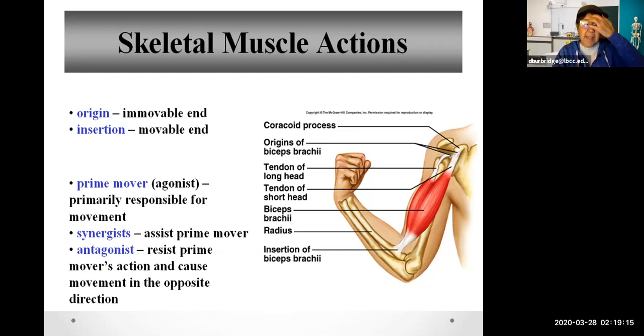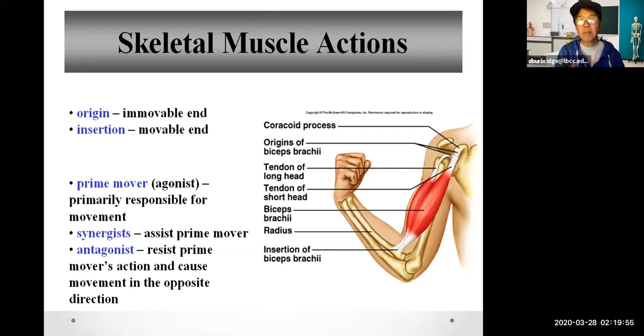And so the antagonistic muscle is resisting the prime mover's action. It's causing motion in the opposite direction. It is relaxing when the biceps brachii is contracting. All right, so for every action, you've got these pairs of muscles. You've got the agonist doing the primary motion. We call it the prime mover. And then we have the antagonist, which is doing the opposite motion to allow that particular action to occur.